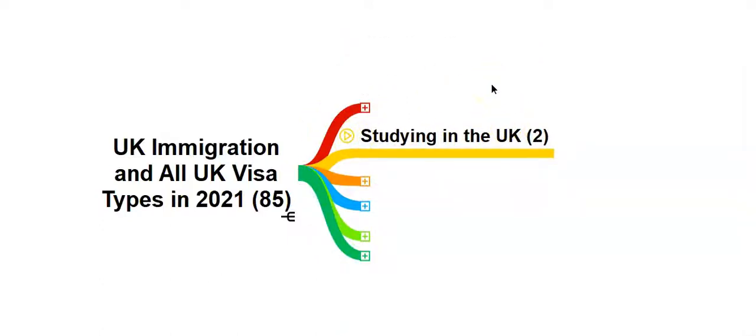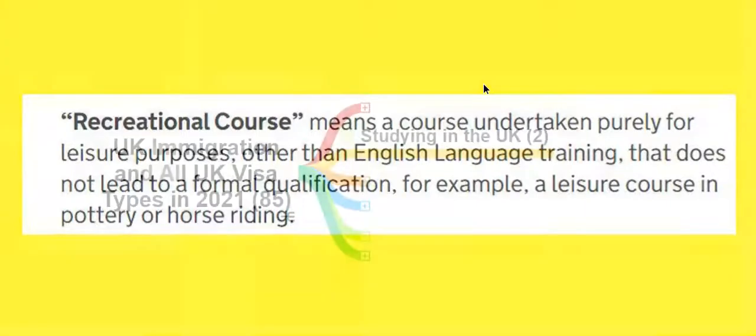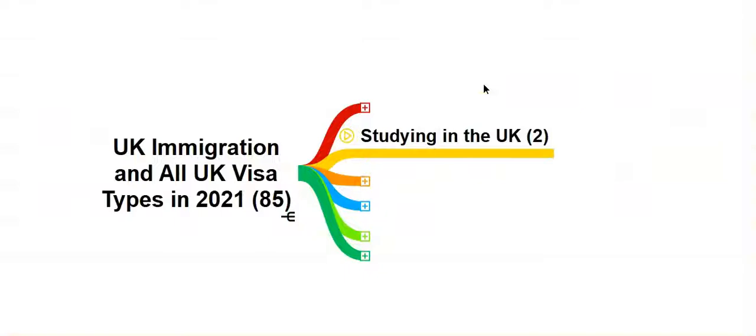First of all, I would like to draw attention to the fact that any visitor can study on a recreational course for up to 30 days as long as it is not an English language course. If it is an English language course, it has to be with an approved provider, with the Home Office approved providers. So there is no need for all other course providers to be registered with the Home Office.